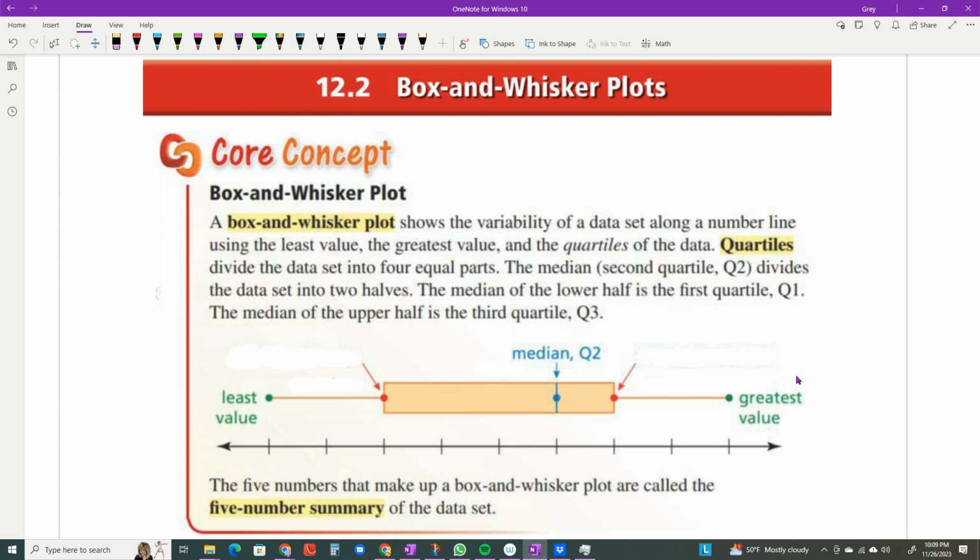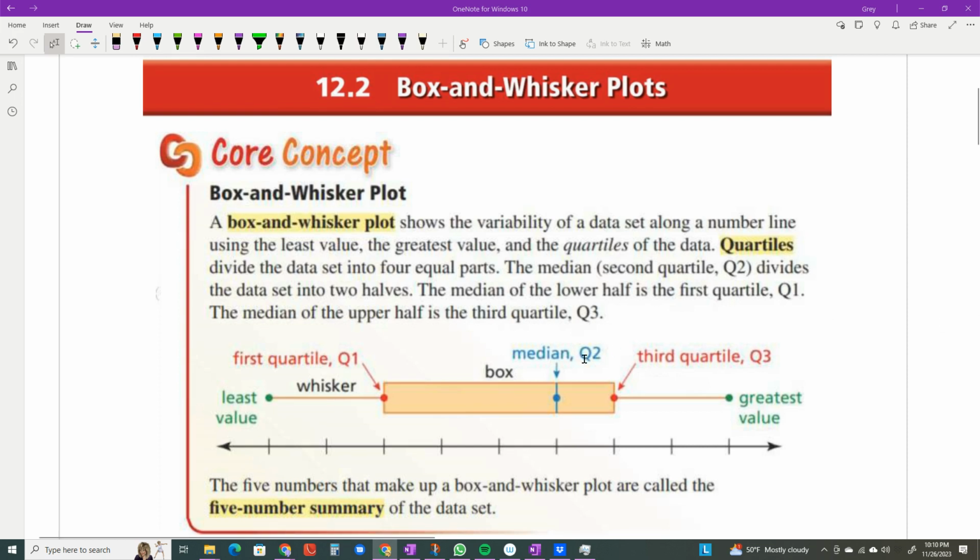And then the median of the bottom half is called the first quartile, and the median of the top half is called the third quartile. So when you put all that together, you have this box in the middle. That box represents 50% of your data. And then each of these is called a whisker, on either side, and each one is 25%.